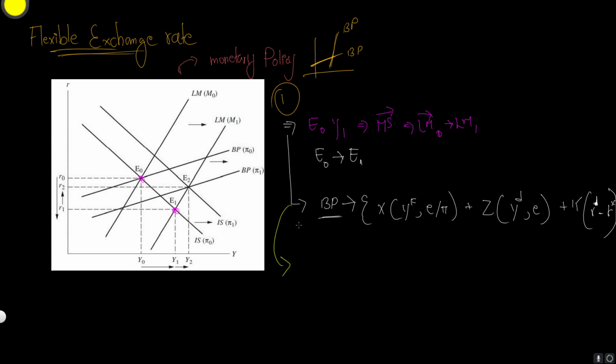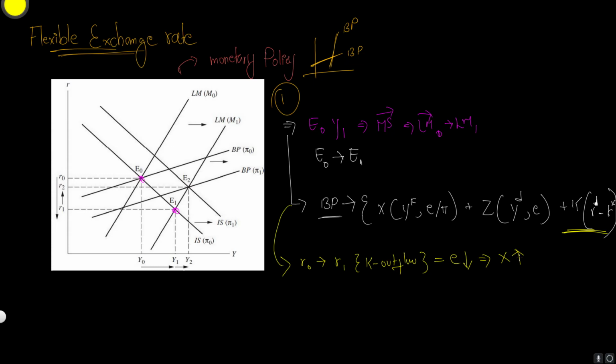Okay, what's going to happen? Our BP curve is going to shift towards the right. Why is that? Because as you can see, our R0 will go from R0 all the way to R1. Our interest rate would decrease, and when our interest rate decreases, we know that we are going to have a capital outflow. Whenever we have a capital outflow, we know that the currency is going to depreciate, and when the currency depreciates, our exports would go up.